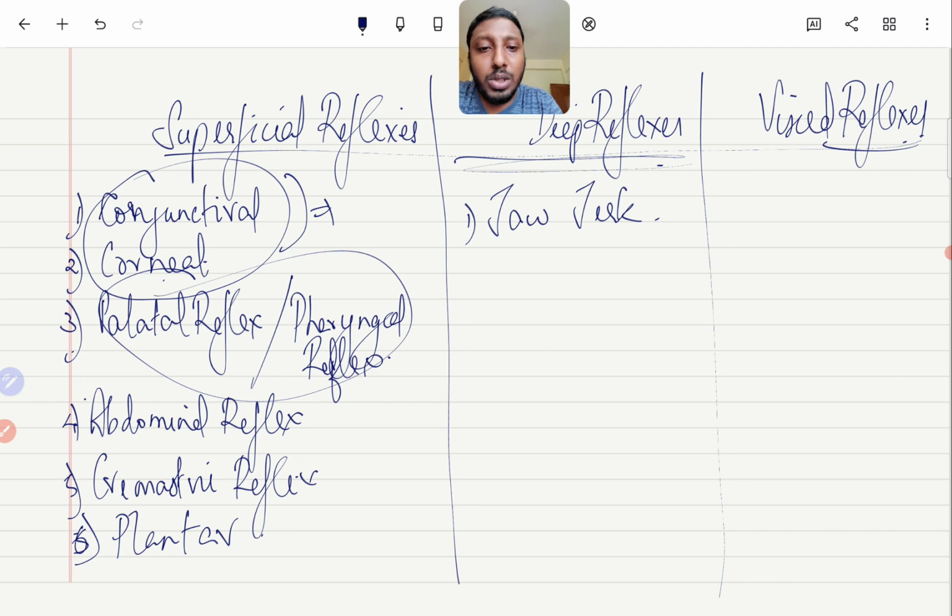Now, deep tendon reflexes. Jaw jerk is when you hit the jaw, and the jaw is pulled downwards. It will stretch the medial pterygoid and will close our mouth. So that is the jaw jerk. And then we have the biceps jerk. You hit the bicipital tendon here, and there will be contraction of the muscle.